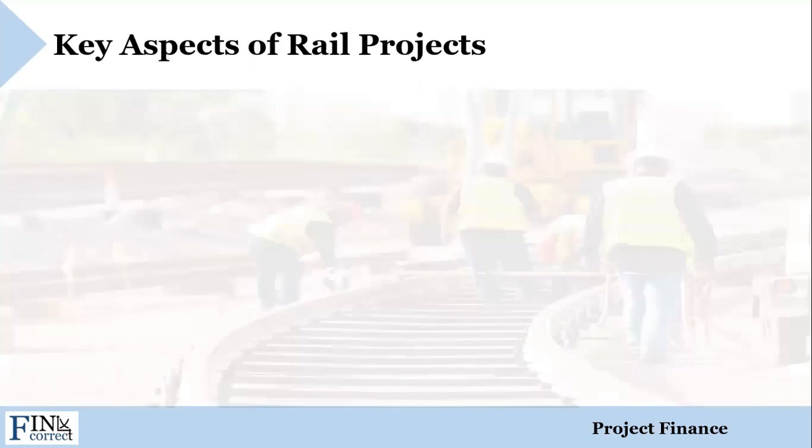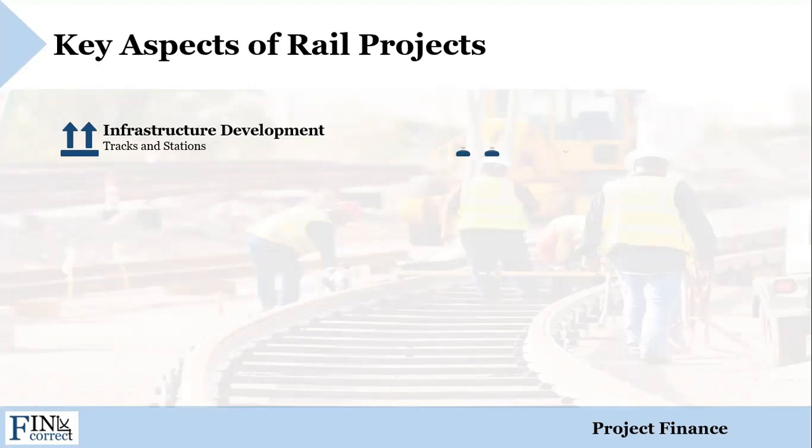Some of the key aspects of rail that we should be aware of relate to infrastructure development, where the construction of rail track is fundamental to a rail project, connecting key locations and facilitating train movement. The other thing under this is the station. Railway stations serve as important points of embarkation and disembarkation for passengers. They are equipped with facilities such as platforms, ticket counters, waiting areas, and sometimes commercial spaces.